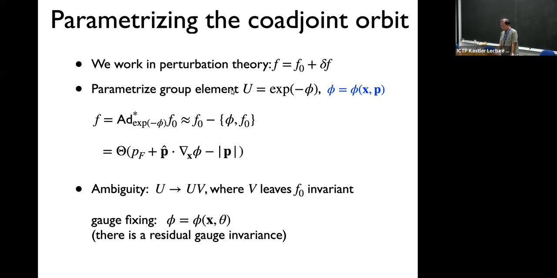So now, using the rule that we had before, a new distribution function is the coadjoint action on this F0. And it's just F0 minus, to leading order in phi, the commutator of phi with F0. By commutator, I mean the Poisson bracket. So this can be calculated and rewritten in terms of another theta function. You see here that the theta function is now different from the original theta function. The position of the Fermi surface has now moved. This p hat is the direction of p in momentum space. P hat dotted with the gradient of phi is how much the Fermi surface has moved in the direction of p.